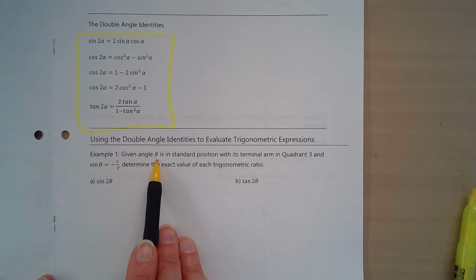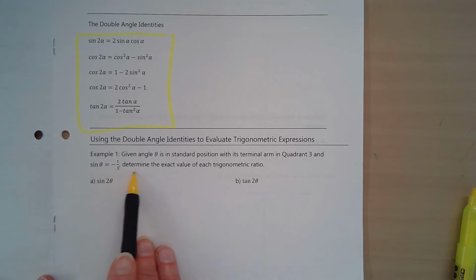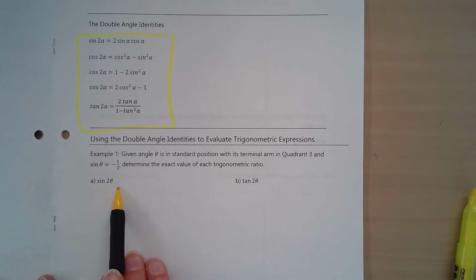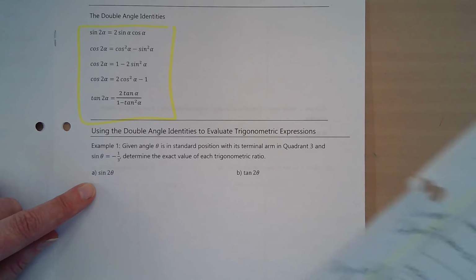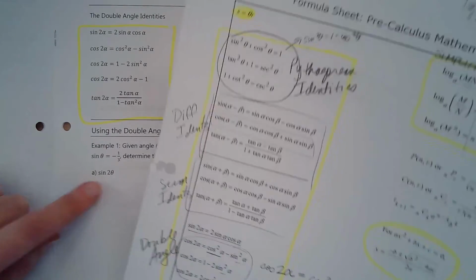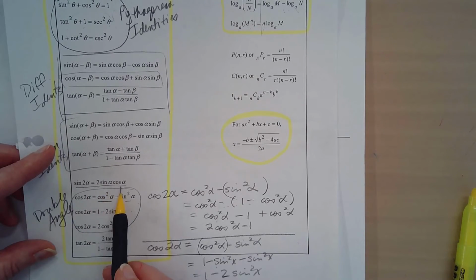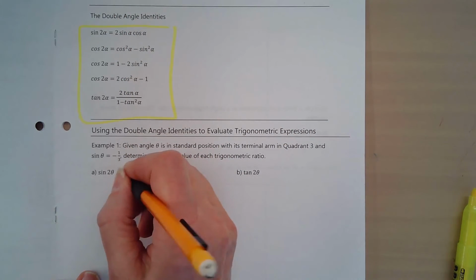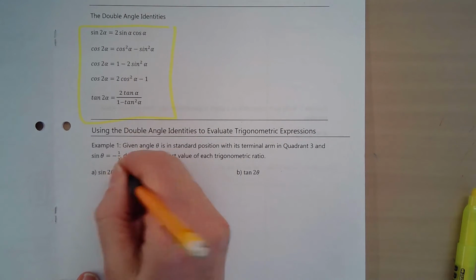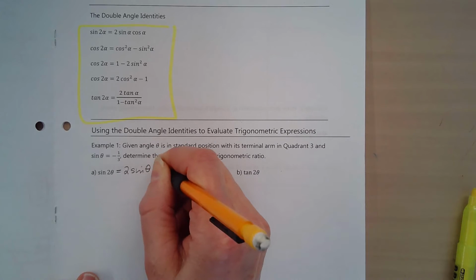Given that theta is in standard position, terminal arm quadrant 3, sine is equal to negative 1/3, determine the exact value of each trig ratio. Okay, we want the exact value of sine of 2 theta. That is an identity, so it's got a formula associated with it. Sine of 2 alpha is equal to 2 sine alpha cos alpha, right up here. Sine of double of any angle is equal to 2 sine of the given angle times cos of the given angle.